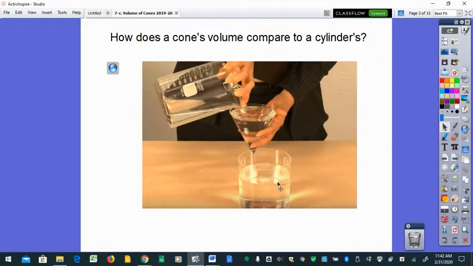So if we know the formula for a volume of a cylinder, which we just talked about, the only thing we have to do to get a cone is to divide it by 3. That's the same thing as multiplying it by 1/3. You're going to see me using the dividing by 3 idea because it works better in your calculator.